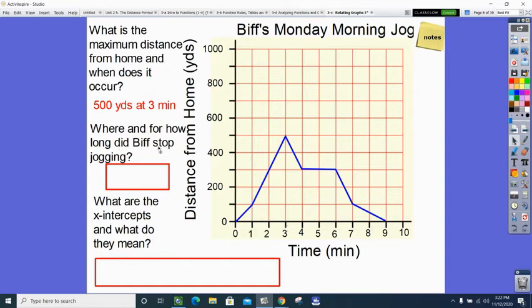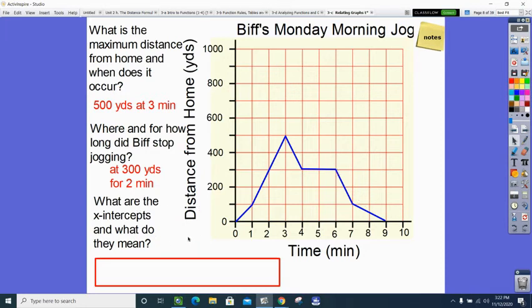Where and for how long did Biff stop jogging? He stopped jogging at 300 yards from home, and he did it for 2 minutes. From 4 minutes to 6 minutes, he stopped. For 2 minutes, he stopped. So he's jogging, and for some reason, he turned around and started to head back for home, and he's literally stopped here, and then he goes back, okay?